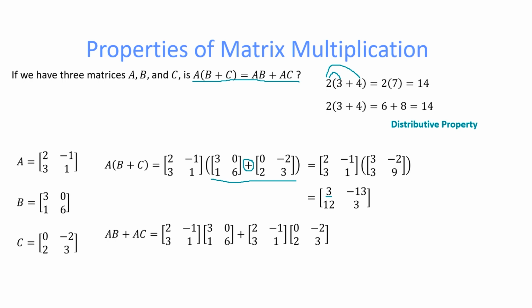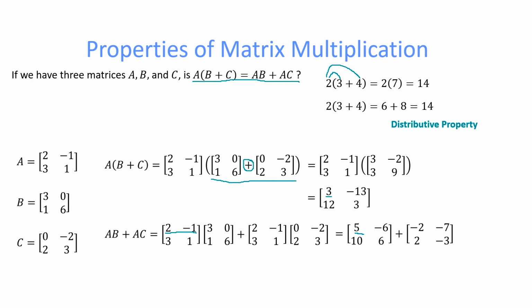Let's now look at the other option. Let's distribute: take A times B plus A times C and see if we get the same solution. So now we first multiply these matrices and then add them. Same process. For the first one, for example here, 2 times 3 will be 6, and minus 1 times 1 is minus 1. Add them together, the answer for the first number here is 5. Same process then to get the other numbers.